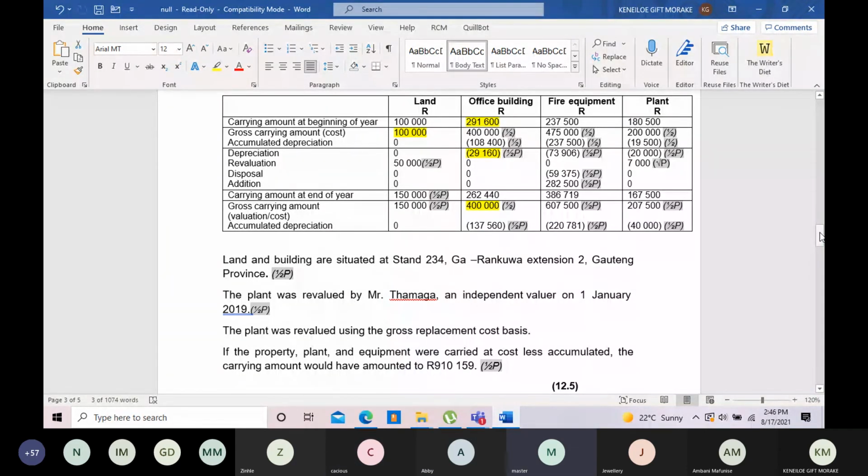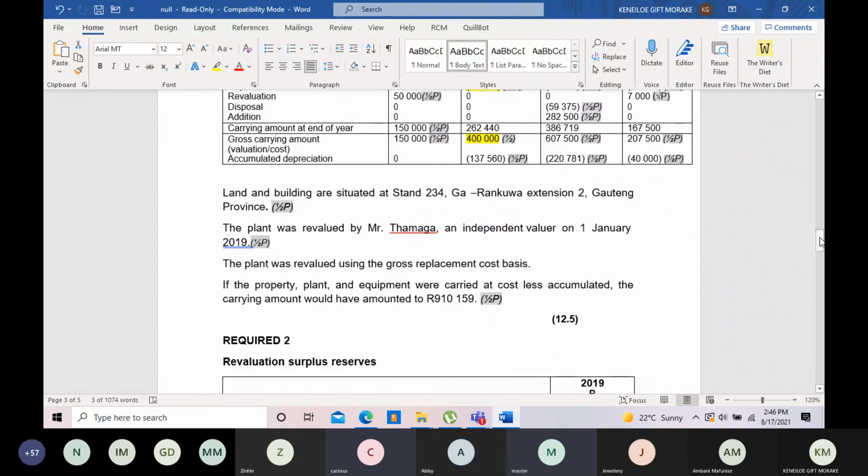And then on this one, property, plant, and equipment. But forget about this one. As long as you have the 1, 2, 3, because you may not get the correct amount here. The plant was revalued by Tamaha, an independent valuer. Then the third one would be this one. The revaluation.